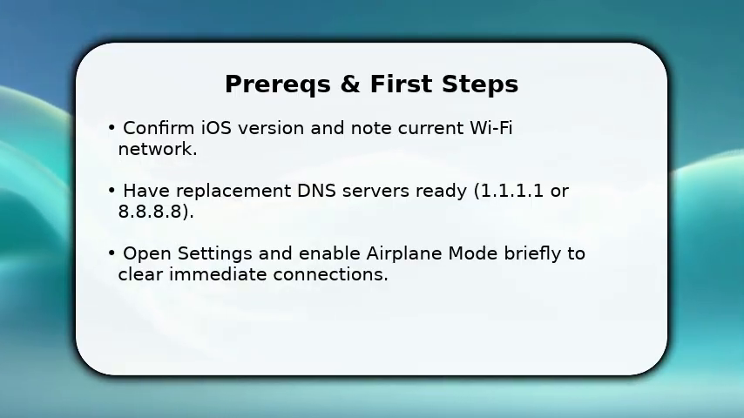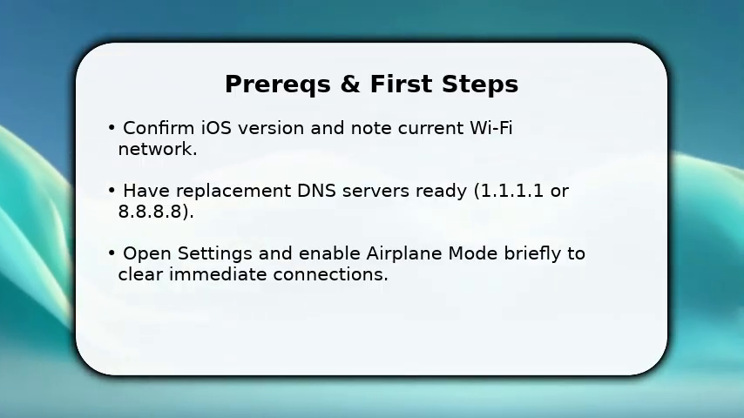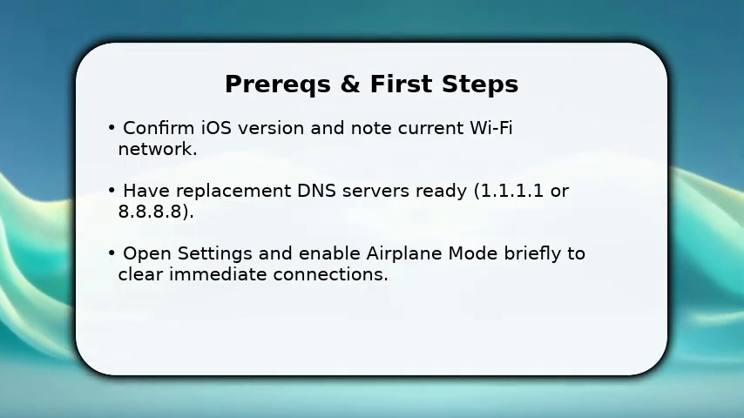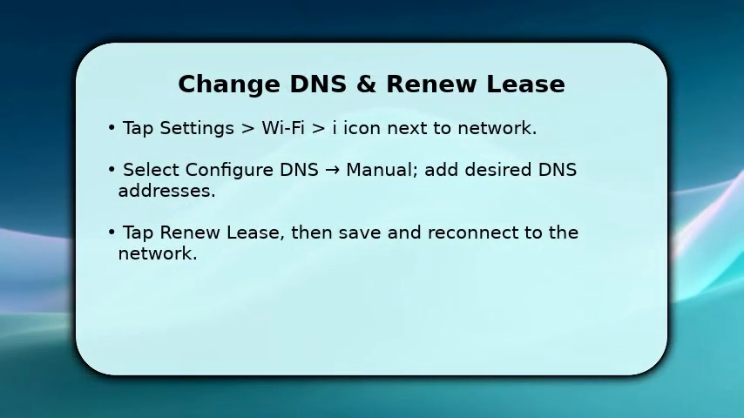While connections drop, get your replacement DNS addresses ready, using 1.1.1.1 or 8.8.8.8, which is common. This primes the device before making persistent DNS changes. Now you'll update the DNS settings for the active Wi-Fi network.